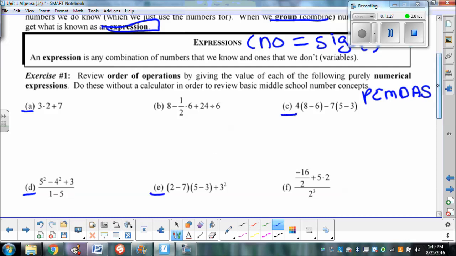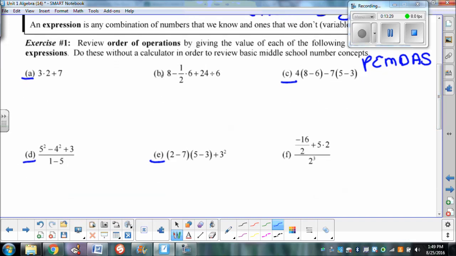So let's take a look at letter B. When I scan this expression, I see I've got subtraction, multiplication, addition, division. So I'm going to tackle multiplication and division first for my order of operations. So I know it's going to be 8 minus, and then 1/2 of 6 is 3, plus, and then 24 divided by 6 is 4. Now with just addition and subtraction left in my expression, I'm going to go the way we read, from left to right. So 8 minus 3 is 5. 5 plus 4 is 9.